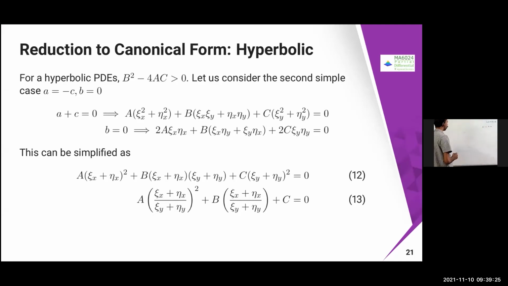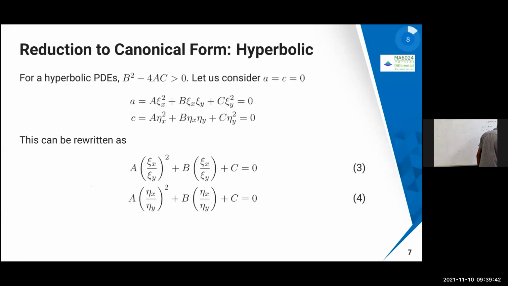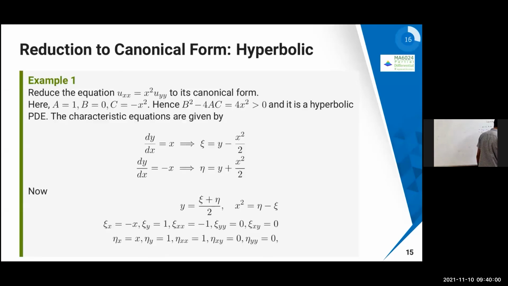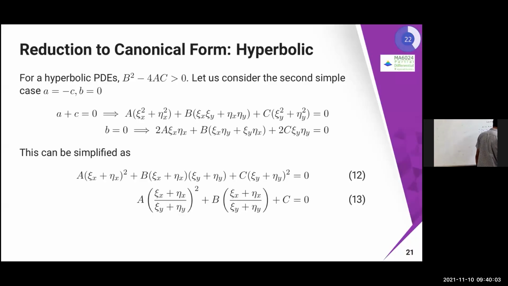So in this case, what was our equation? Our equation was a into chi x square plus b into chi x chi y plus c into chi y square. You remember these two equations. This is the equation for a, and similarly b is equal to a into eta x square plus b into eta x eta y plus c into eta y square. This is our second equation. Now it is given that a equal to minus c.